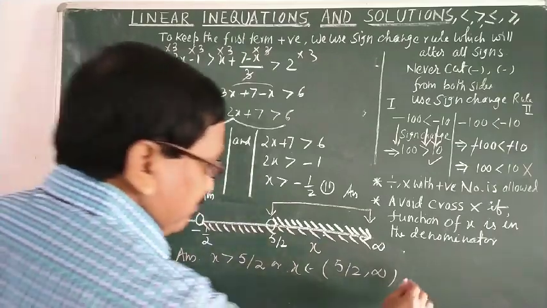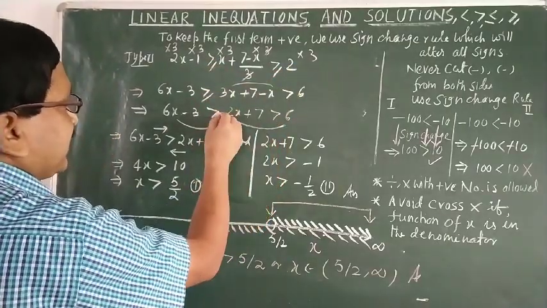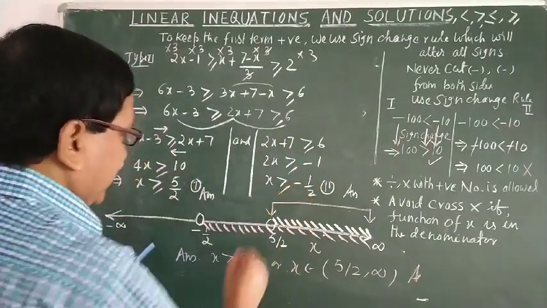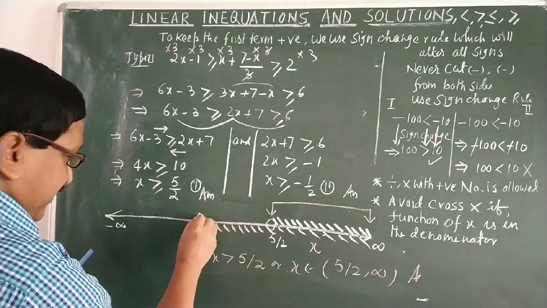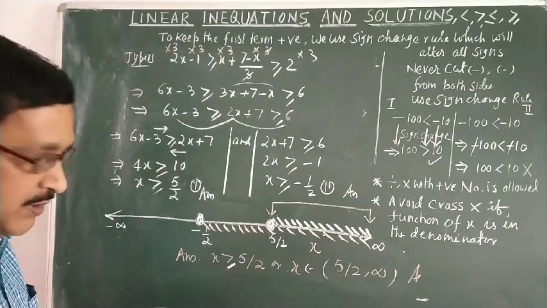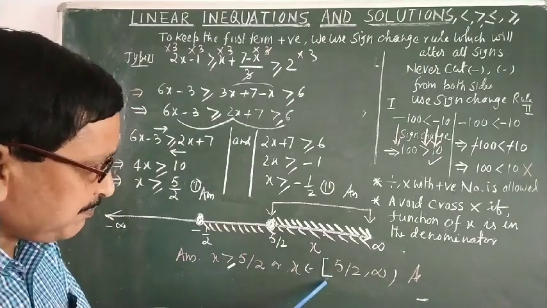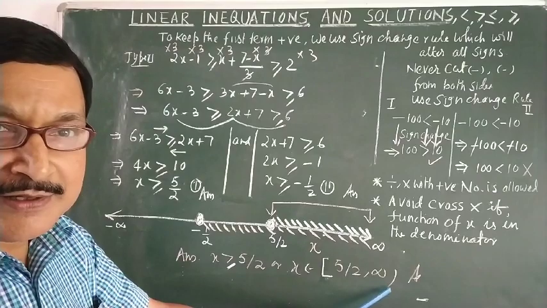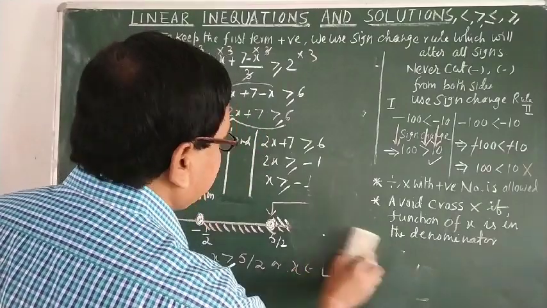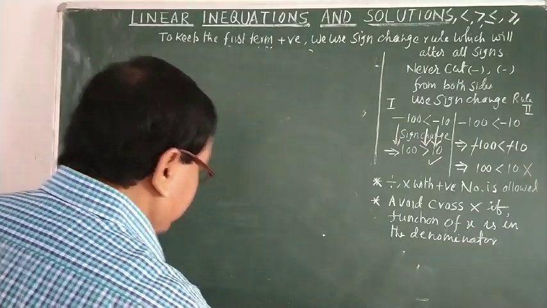This is your answer. But in the same question, if the sign of equality is there, in case of equality, equal also, we use the equal sign everywhere. In this case, this will be shaded. This will be shaded and the answer will be equal also, and this will be taken. 5 by 2 taken, but remember that infinity is never taken. Infinity is always used with a small bracket. The type 2 is over. Now move towards type 3.